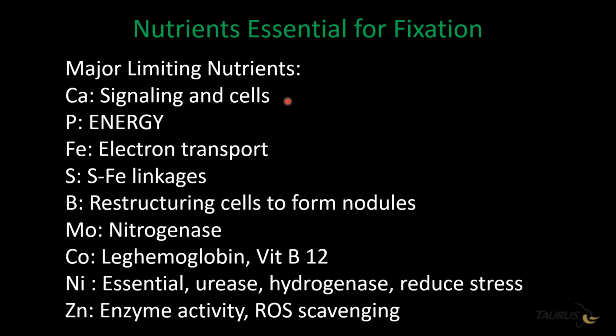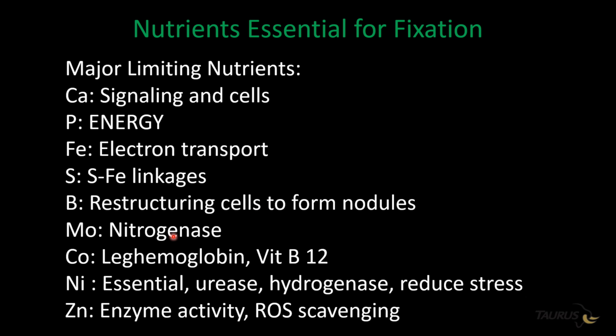Calcium for signaling and the cell restructuring. I don't have to say anything more about P. If you're short of P, and you're really short of P, it's something you should consider supplementing your crops with, all crops basically. And that's why we have a fair amount of phosphorus in the PLS product. Iron for electron transport, sulfur for the iron linkages with sulfur in there, and also the sulfur is needed for making amino acids within the actual bacterial organism itself. Boron for restructuring cells.